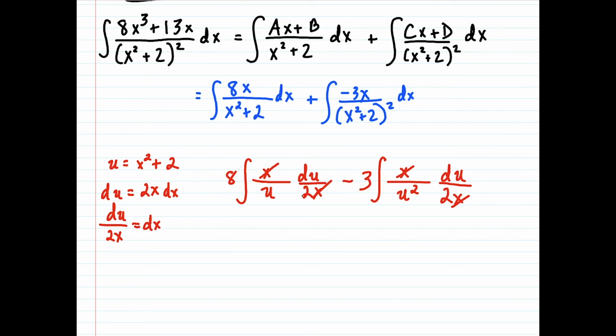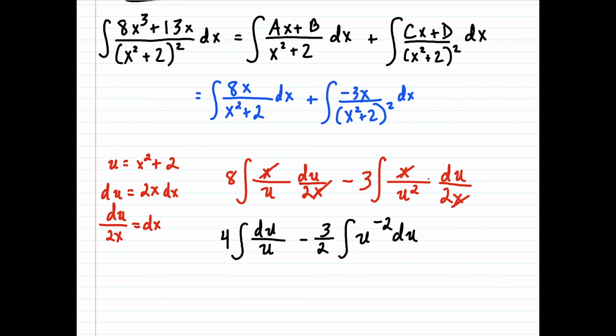And then we're just going to rewrite this a little bit simpler. This is now 8 divided by 2 is 4. So we have 4 times the integral of du over u. And now we have minus, the denominator 2 is going to come out as 3/2. Well, when it attaches to the 3, it's going to make this 3/2. And we have u to the second on bottom, which we could bring up as u to the negative 2 du.